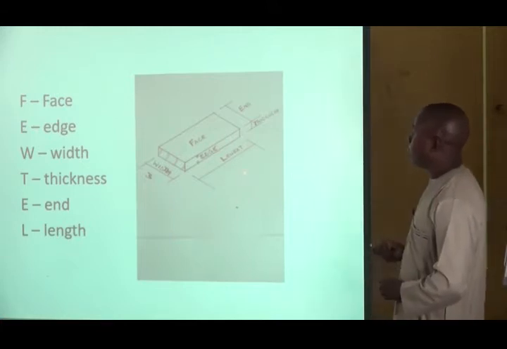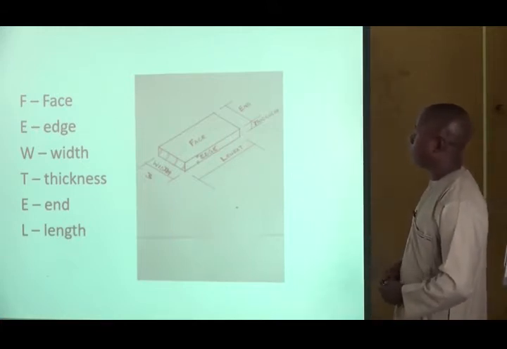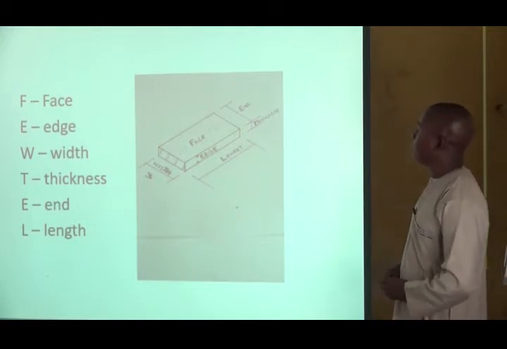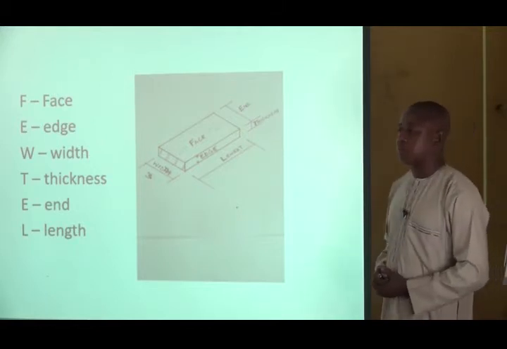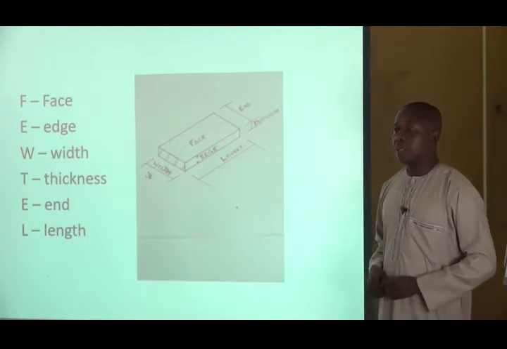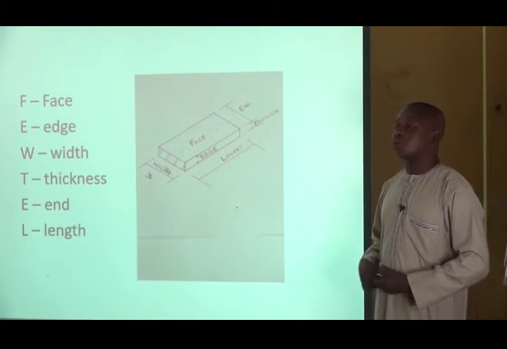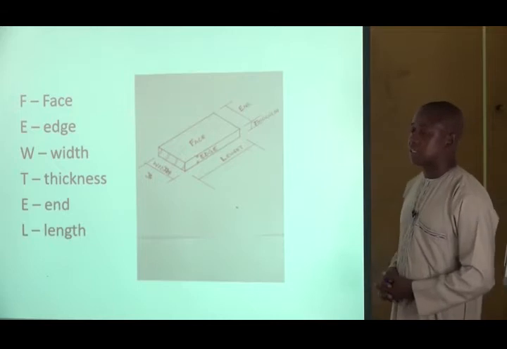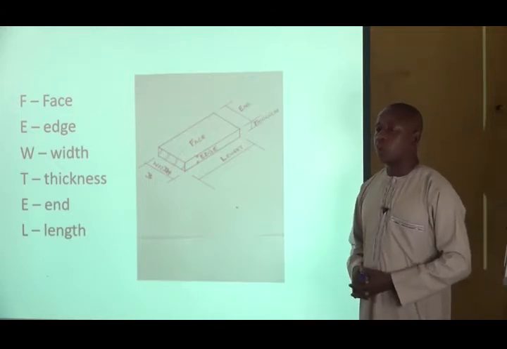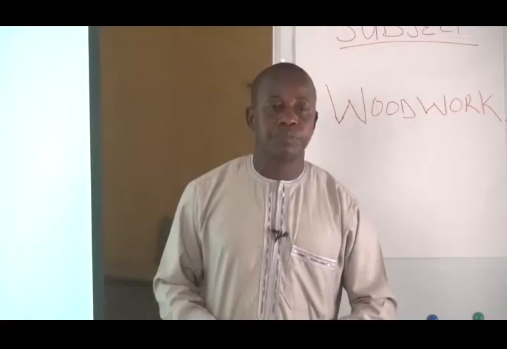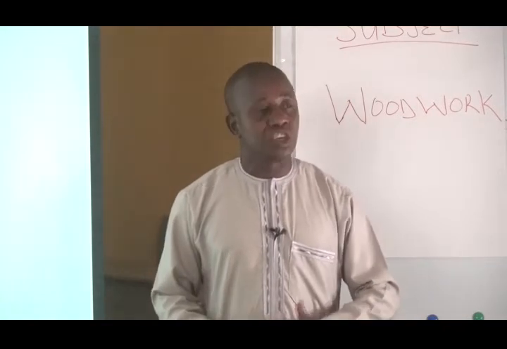Let's take a very close look at the diagram we have on the board. This diagram is representing the workpiece. This workpiece is yet to be prepared. This workpiece has rough sawn edges that need to be prepared to the size which my student will need to use for the practical work. Although what we have on the board is just a piece, just a sample.